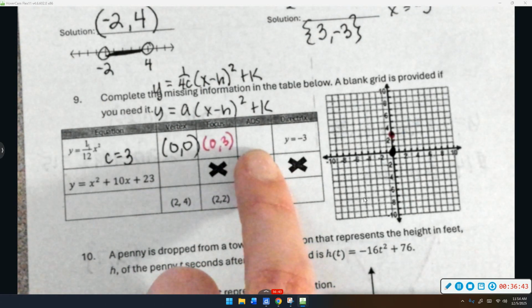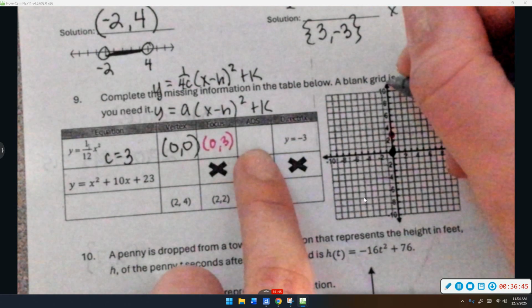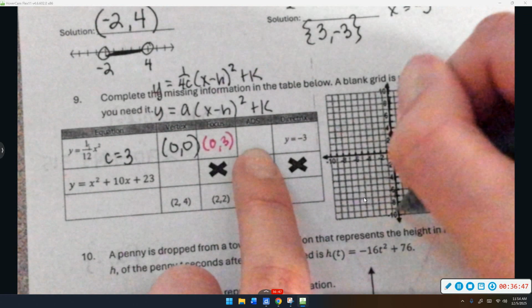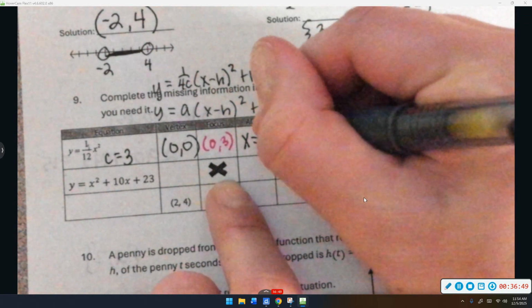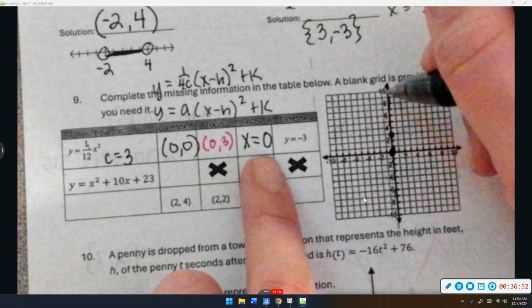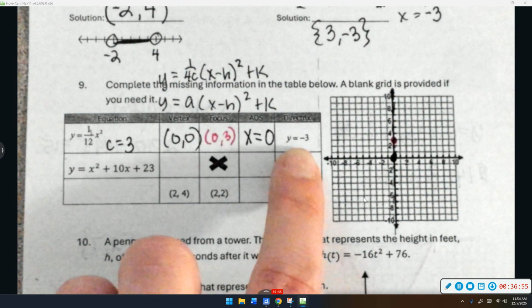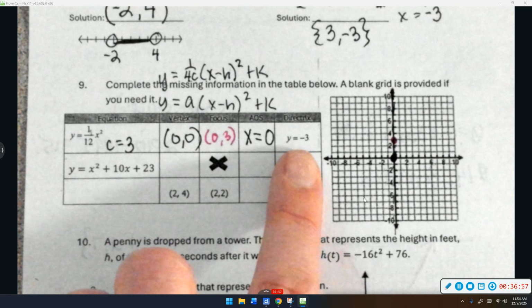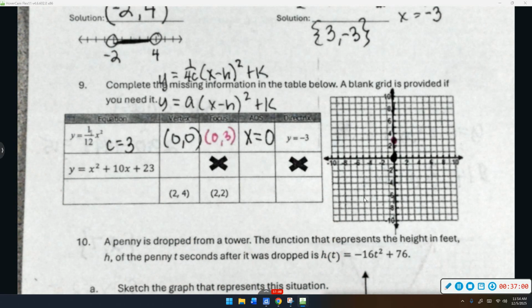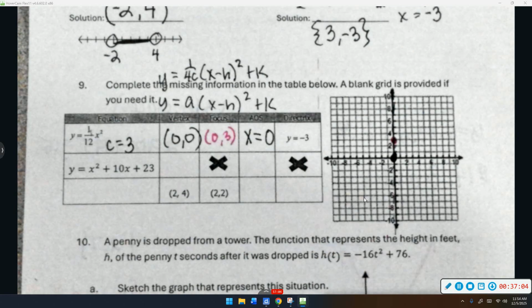And then it wants the axis of symmetry. So the axis of symmetry goes through the vertex. That's x equals 0. And it already gave me the directrix, so I don't need that. Okay. All right, let's see. Here's our next image.